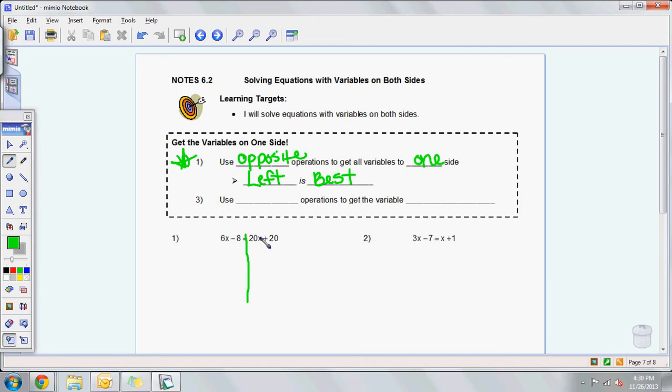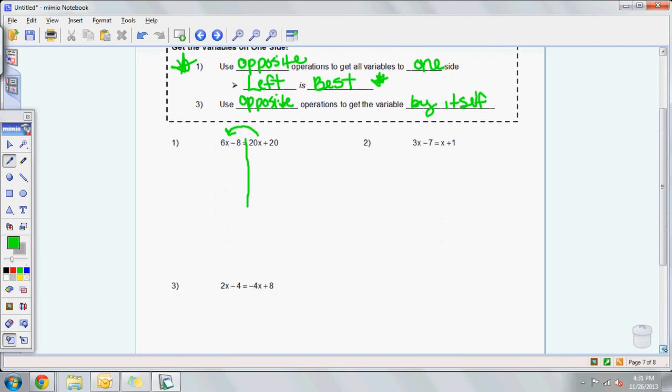What I mean by that is it's best if you move the variables, or the term with the variable, to the left side of the equation, because that's just normal. Usually we see variables on the left side, so for the most part, follow Beyonce's rule of left is best, okay? Then once you do that, you're going to continue to use opposite operations to get the variable all by itself, like usual. So once we get the variable to one side, it should look pretty familiar with what we've done before. So let's go ahead and do some practice problems.